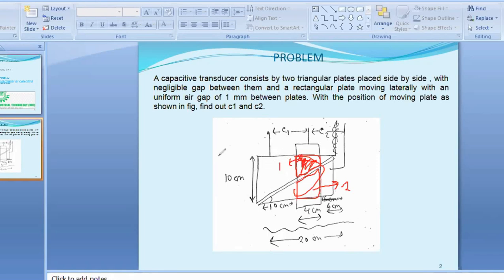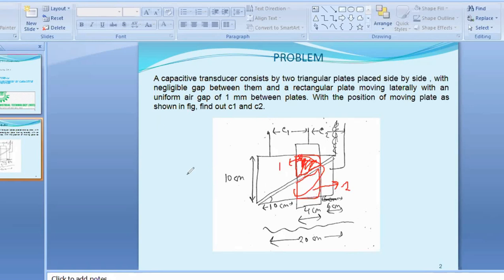So first we will focus on C2. C2 equals epsilon A by D. Epsilon we know the value, D we know the value. This is known to you. You need to find out the value of area, that is A2. This overlapping area you have to find out.